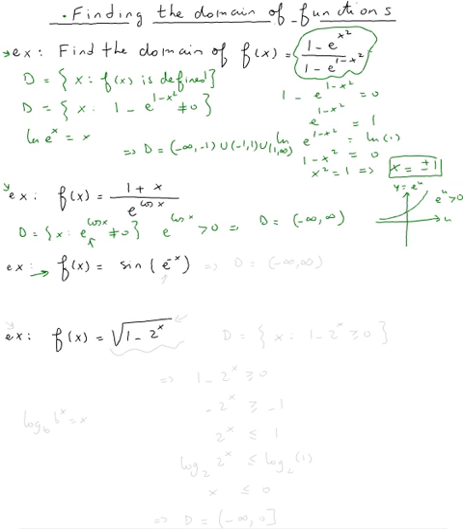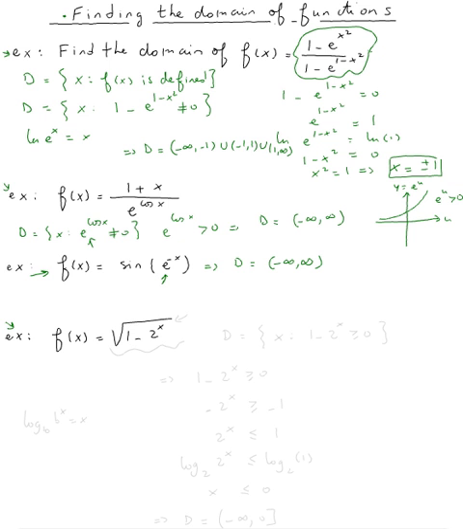Sine of x. What's the domain of a sine of a number? That number could be anything. So basically, this is so obvious. The domain would be negative infinity to infinity, right? Because we don't have anything in the denominator. We don't have any square root, nothing. So the domain is all real numbers. Alright, now let's do this example.